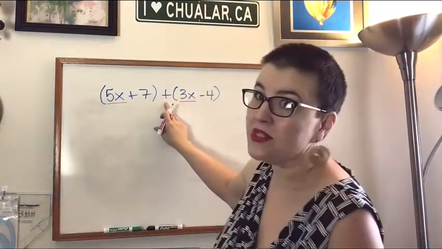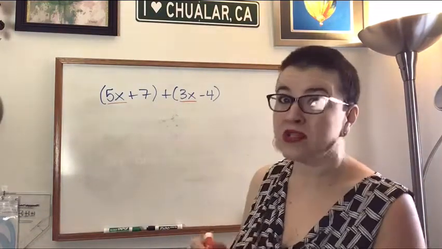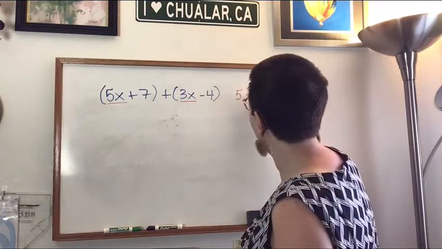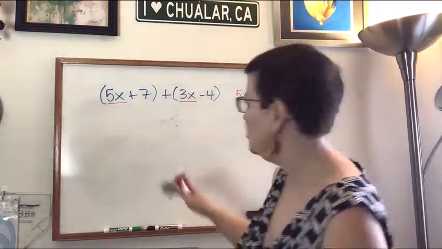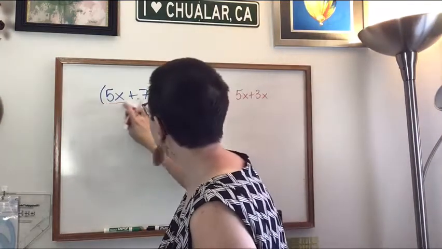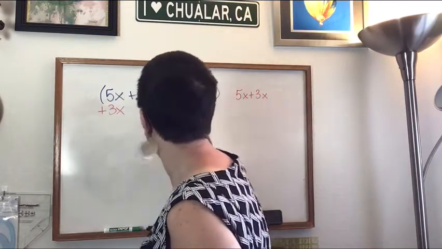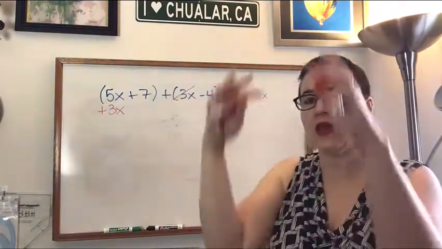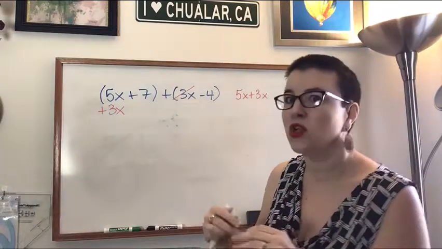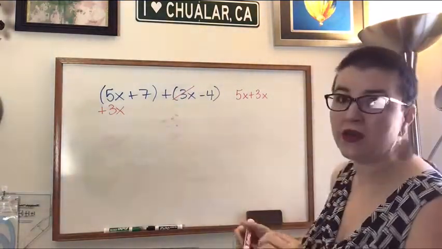This is a plus, so it's not going to affect any of my signs. And I can go ahead and combine those. If you're a horizontal person, you would just say, oh, okay, I've got 5x plus 3x. If you're a vertical person, you can take this 3x and move it down below the 5x. If you find that you like that pattern better, you like to line them up and combine, that's a good way to do it, especially when there's a lot of terms. If you don't need that, then just go ahead and do it horizontally.